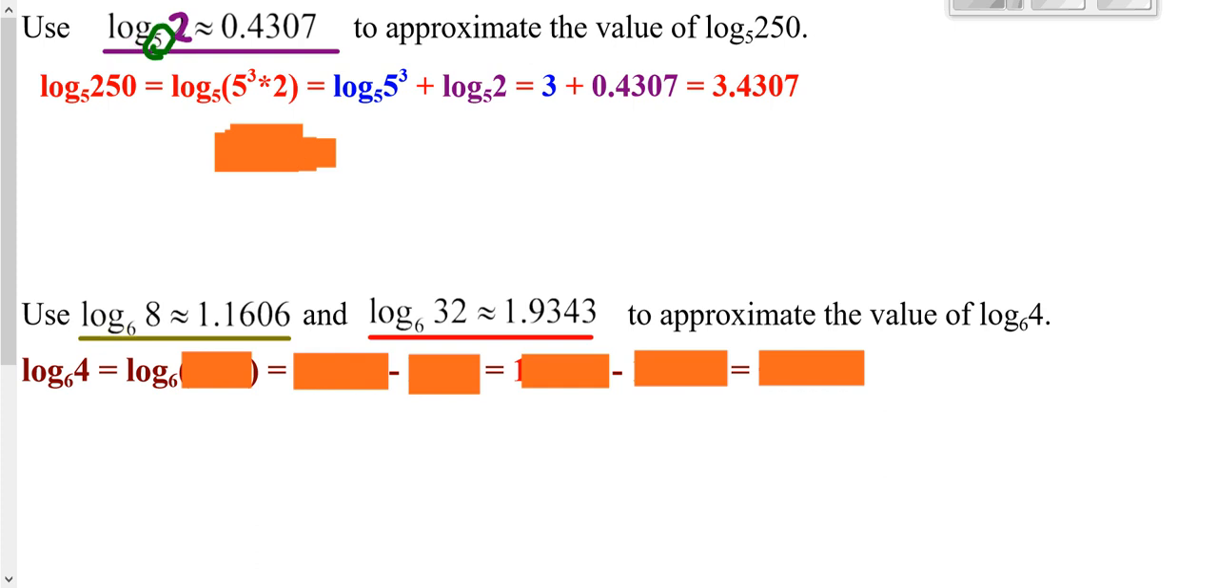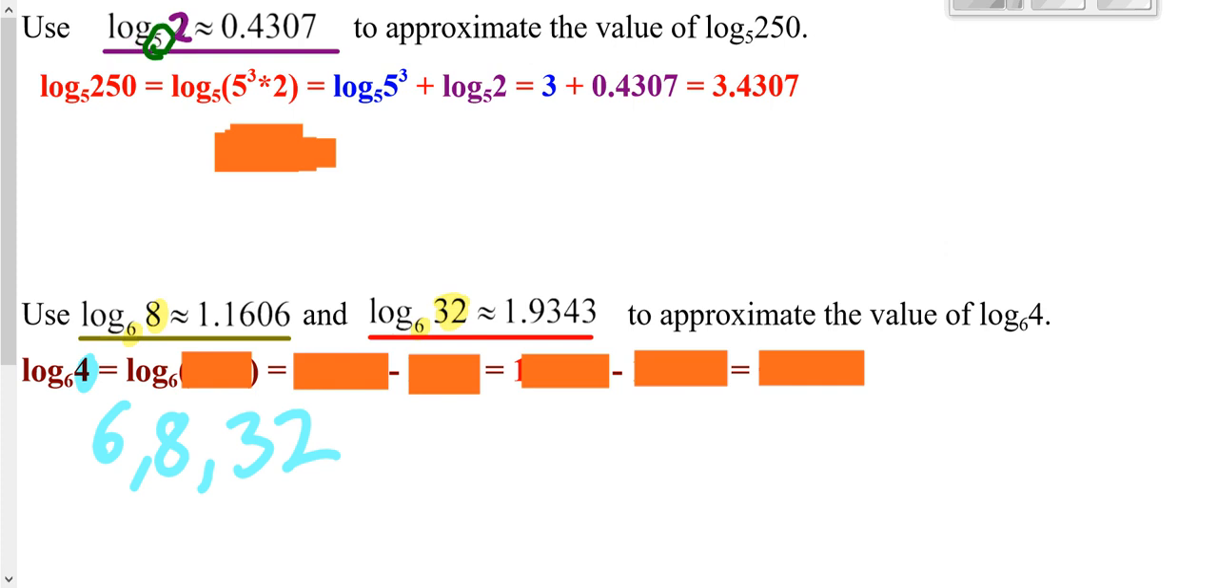Down below here, we have only a base of 6. We also have an 8, and we have a 32. So we want to somehow think of this in terms of either a 6, an 8, or 32.